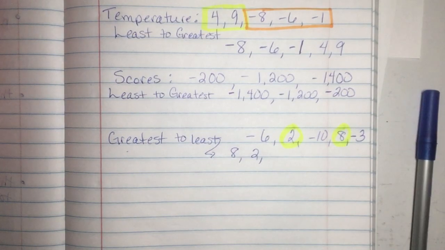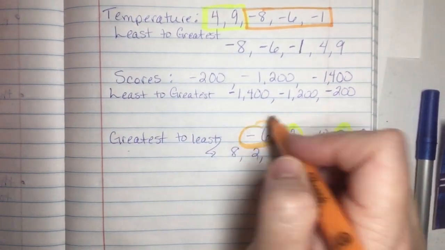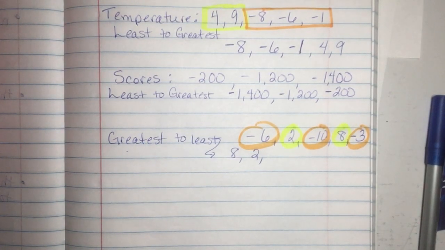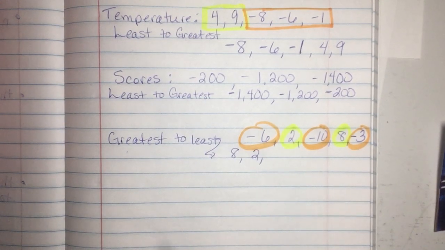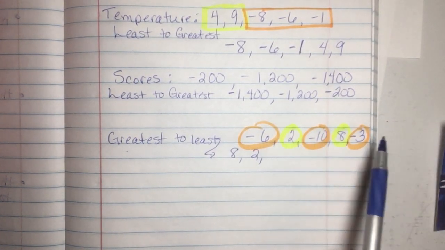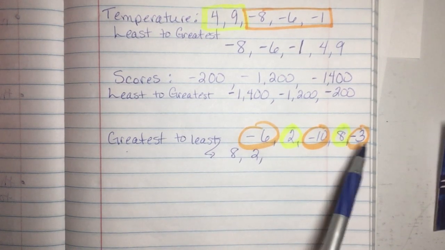All right, now we're going to focus on the negatives. So we have the negative 6, the negative 10, and the negative 3. And we want to put those in order from greatest to least. So the greatest one is going to be the one that's closest to 0 or closest to being positive. Okay, or the one that has the least negatives. Okay, that's going to be negative 3.